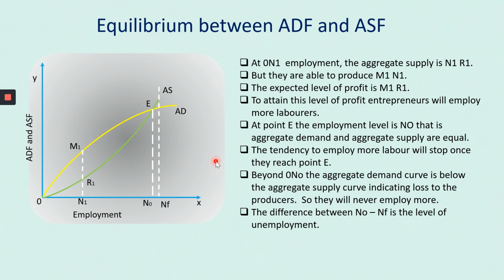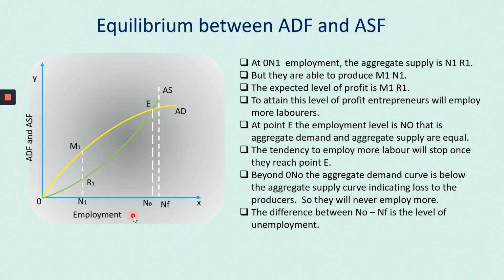Okay, so equilibrium between ADF and ASF. What approach is this? Aggregate demand, aggregate supply approach. Equilibrium can be found out by using two methods. One method is the aggregate demand, aggregate supply approach, and the other one is the saving investment approach. So we are going to use only one approach, that is the aggregate demand, aggregate supply approach.